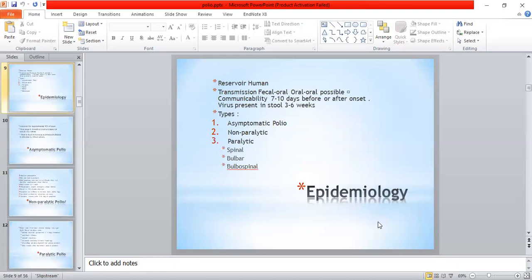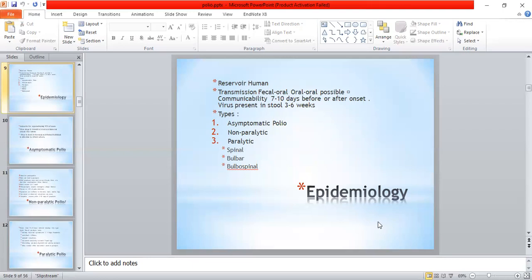Epidemiology: the reservoir is human, transmission is by the fecal route, oral is possible, and communicability is 7 to 10 days before and after the onset of the disease. The virus is present in the stool for 3 to 6 weeks after infection.